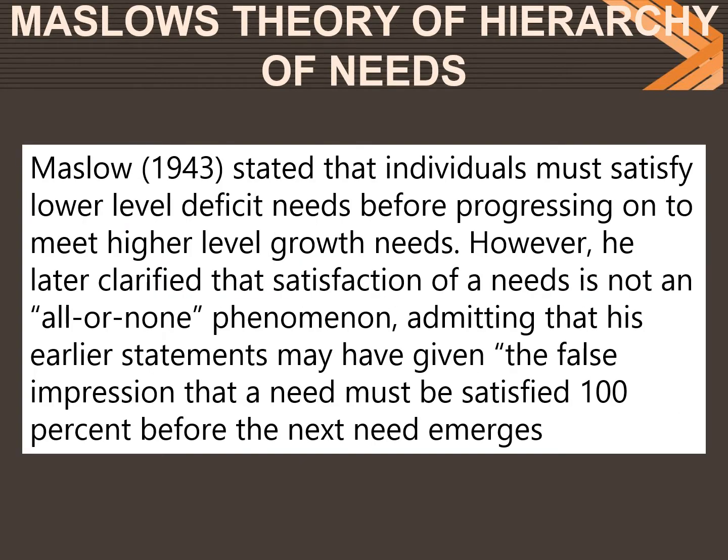One of the theories for human motivation is Maslow's theory of hierarchy of needs. So Maslow in 1943 stated that individuals must satisfy the lower level deficit needs before progressing to meet higher level growth needs. However, he clarified later that satisfaction of a need is not an all or none phenomenon, admitting that his earlier statements may have given the false impression that a need must be satisfied 100% before the next need emerges.